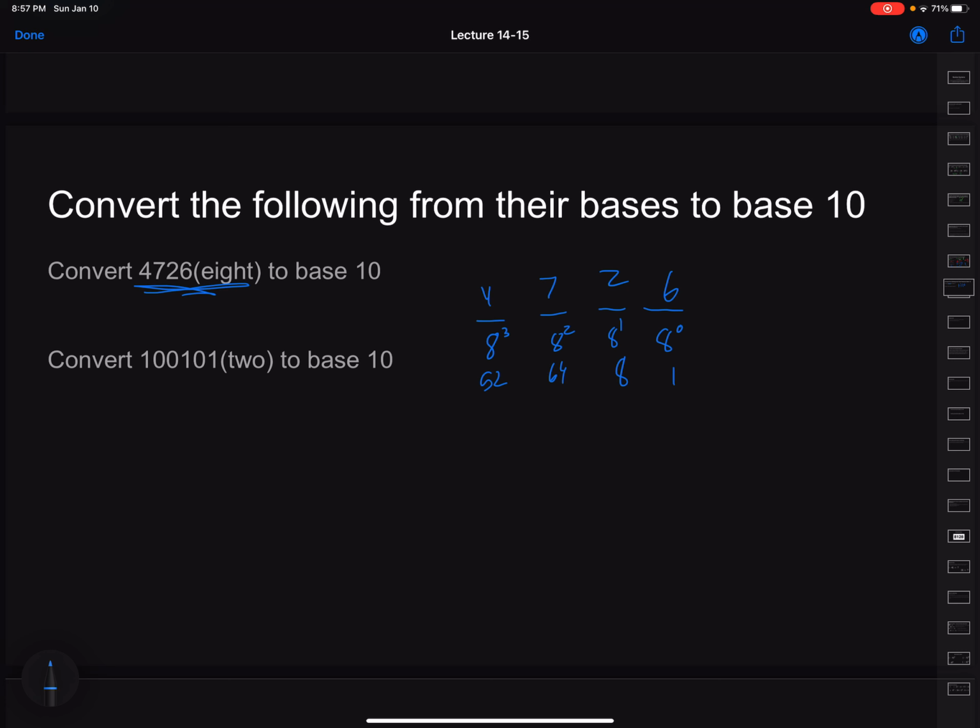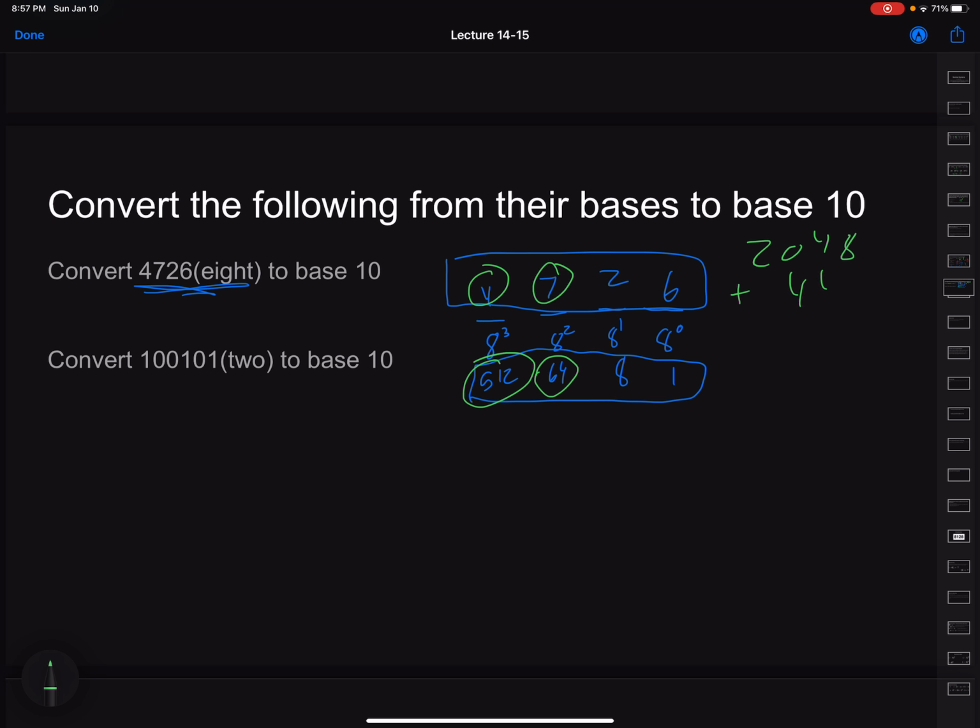And now, oh, that's not right, not 52, 512. And now we just multiply our base by the corresponding number it goes to. For example, we'll start here, 512 times 4, which is going to be 2048, plus 64 times 7, which is going to be 448, plus 8 times 2, which is 16, plus 1 times 6, which is just a 6.